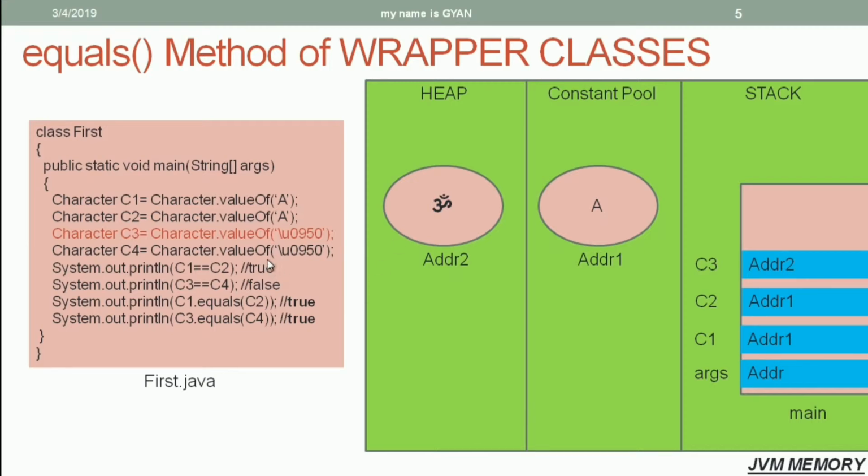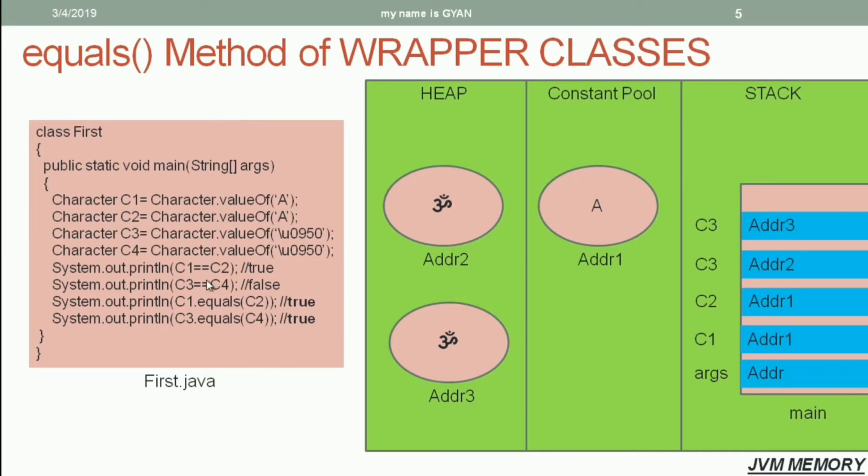Again, in the next statement, we are creating a new character object with the same content. Again, this content is out of the range of 0000 to 007F. That's why the character object containing this Unicode will again be created in the heap. Even though a character object already exists with the same content in the heap, a new character object will be created in the heap which contains the same content, and a reference to that object will be stored into the reference variable C4. Because any wrapper class object with the same content present in the heap cannot be reused. But the wrapper class objects with the same content present in the constant pool can be reused.